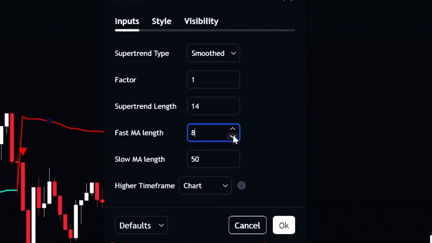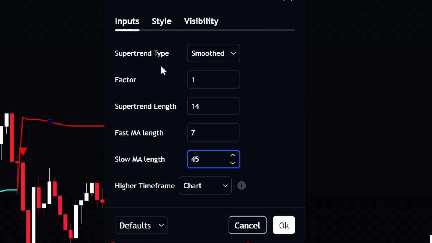Finally, we'll adjust the fast MA length to 7 and the slow MA length to 45. These settings control the two moving averages that the indicator uses to calculate its signals. A short fast MA makes the indicator more responsive to short-term price changes, while a longer slow MA makes it more focused on long-term trends. These values provide a good mix of responsiveness and stability.